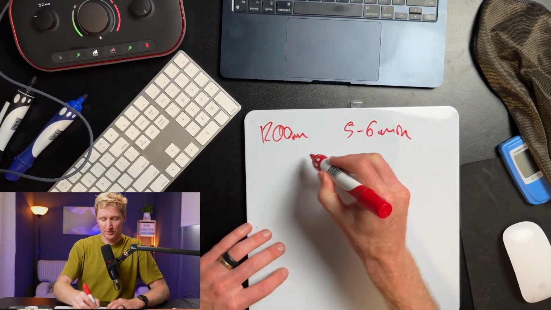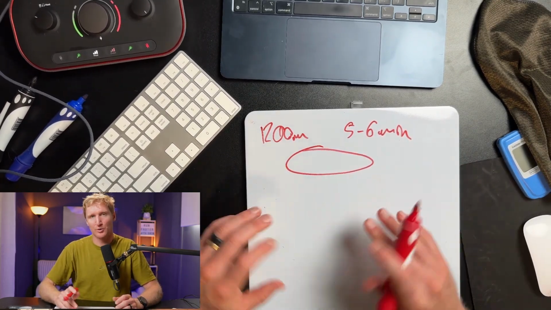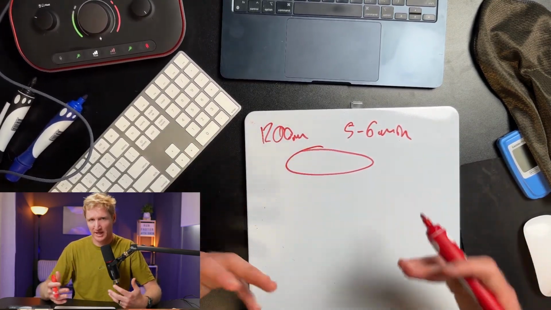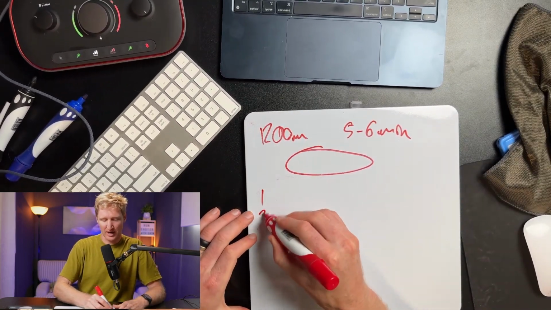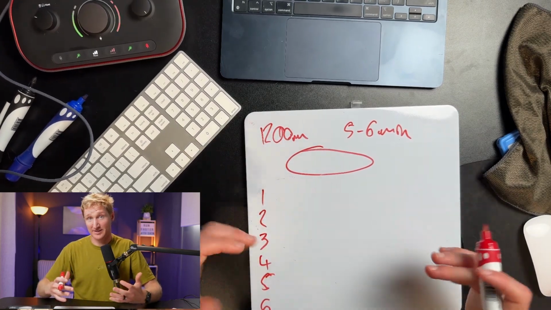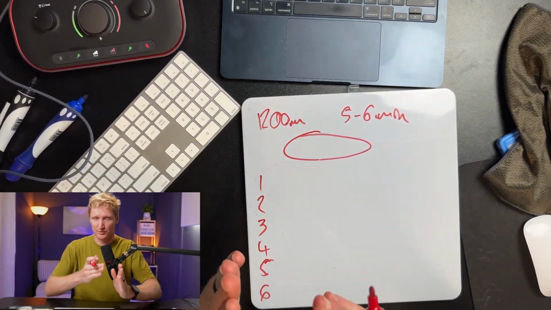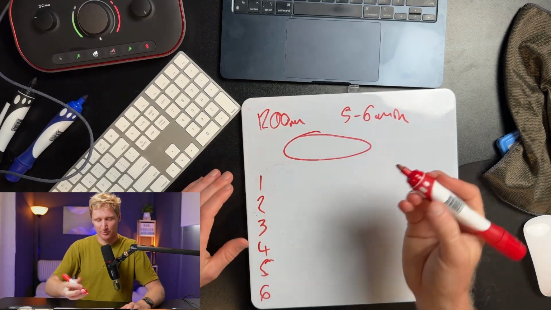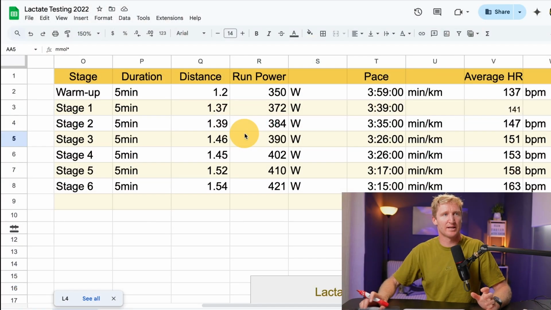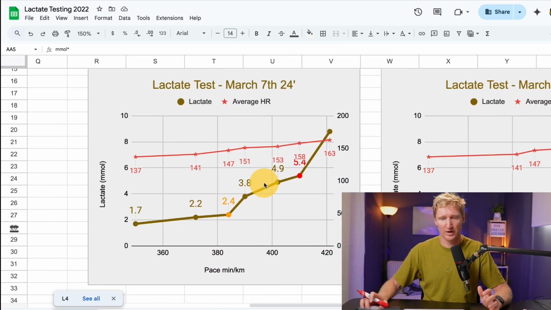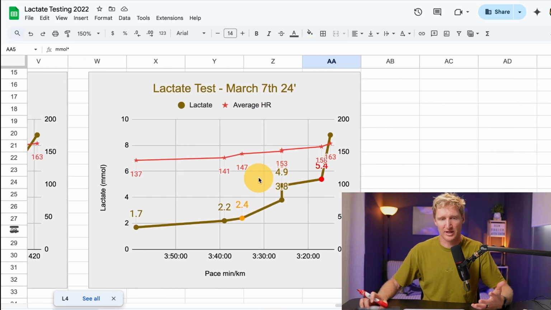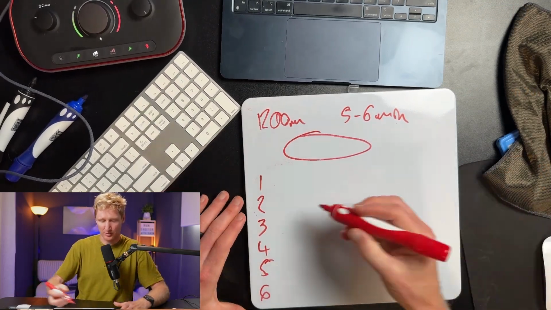I want you to go on a looped course. By doing a loop course, you minimize any variations in the terrain, the elevation, or the wind that could impact each stage. You want to be doing around 5 to 6 stages. Doing around 6 stages is going to give you enough of a buffer to do a nice 10-second stepwise approach. So if you look at something like mine, it comes out at around 350 watts, 370, 380, 390, 400, 410, 420. That gives me a really nice stepwise graph that I can look at. So what you want to do is map out your speeds.